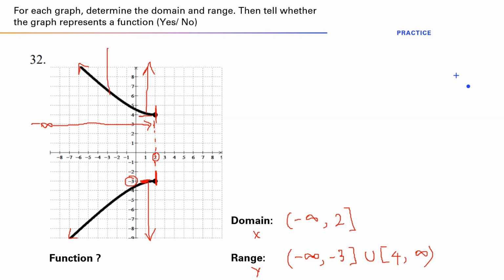Now we can draw the vertical line test and that fails, right? So it's not a function.